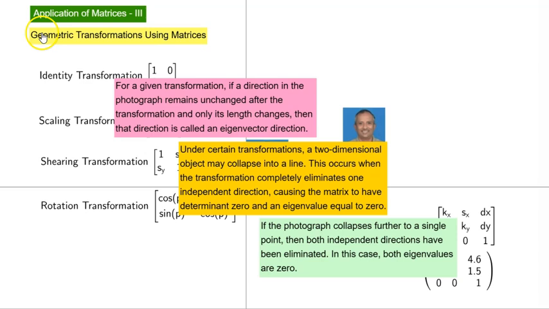That was application of matrices in geometric transformations.